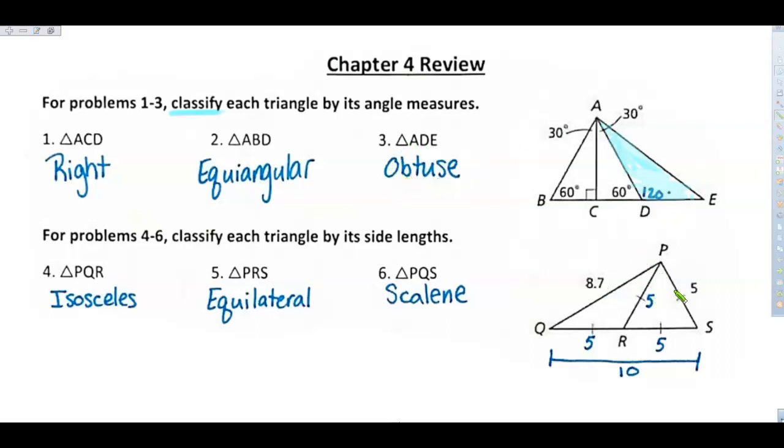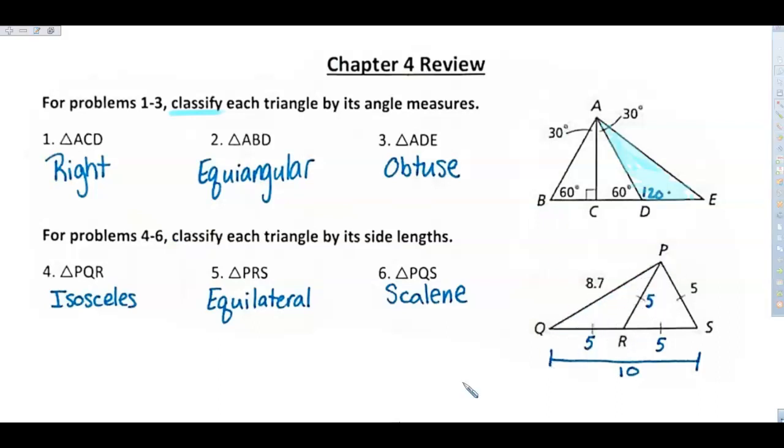4 through 6. Notice that all four of these sides are marked the same. So I went ahead and labeled each of them with 5. I know that this whole side length is 10. So if I want to classify my triangle by its side lengths, if we start with PQR, so right here, it's this triangle. All right. I see that these two sides are both 5 and this side is 8.7. So I have two congruent sides, so my triangle is isosceles.